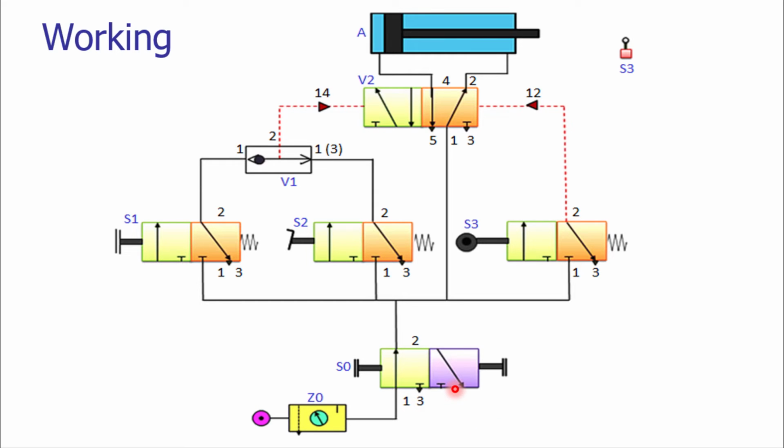There are two buttons given for switching on the system and switching off the system. So once the SO button is pressed, then port 1 is connected to port 2. Port 1 is the input port and port 2 is the application port. So a 3 ports 2 position valve is being utilized to get the required compressed air inside the system.